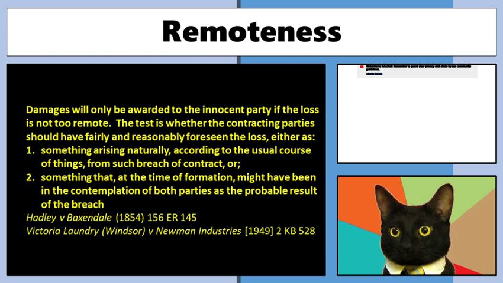Second thing is what's called the test of remoteness. The test of remoteness says that we will not award damages to a party if the particular loss was so far removed, so many steps removed from the actual breach itself. If it's way too many steps removed, we're not going to award damages here. This is what's known as the rule in Hadley and Baxendale.